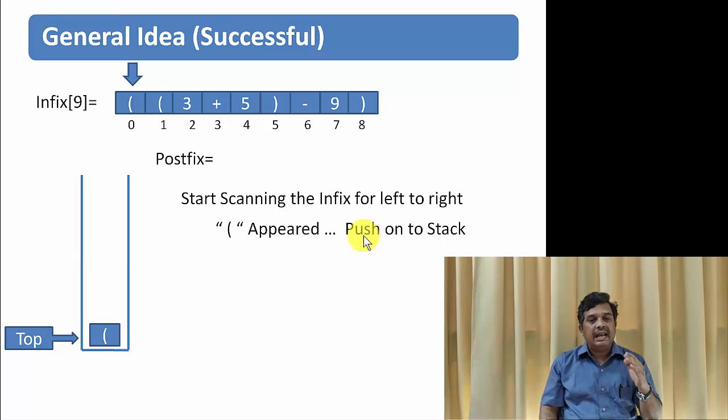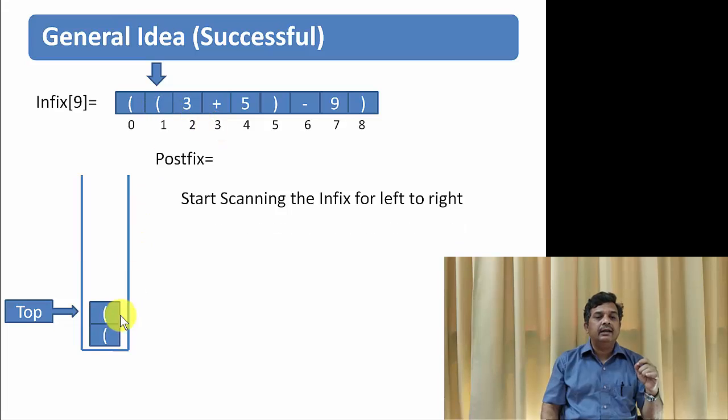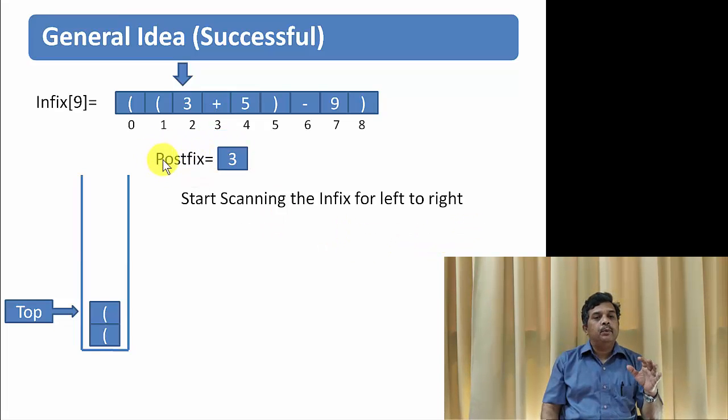So the left parenthesis is now added to the stack. The next character is again a left parenthesis, so I have to do the same thing. I have to add it to the stack. The next thing is a number. So when a number appeared, what do I have to do? I have to add it to the postfix. So if a postfix expression I am having, I'll add it to this postfix expression.